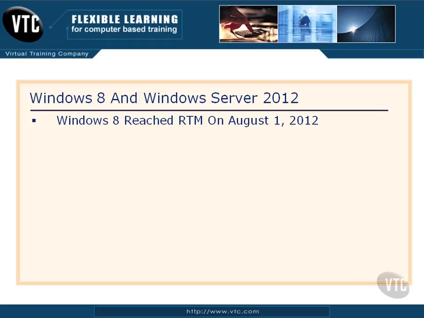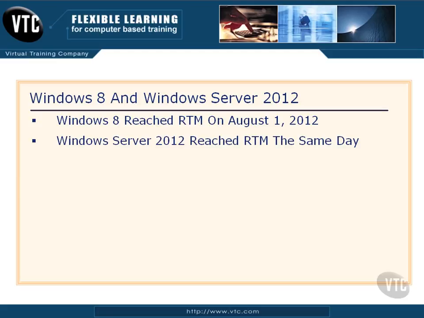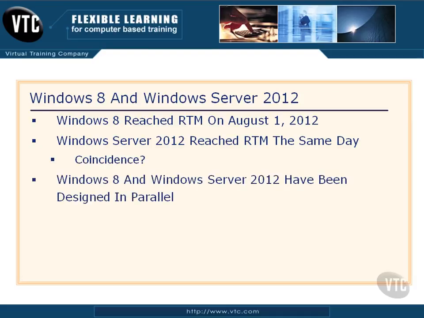Well, first off, Windows 8 reached RTM on August 1st, 2012. Now, that was everywhere. We heard about that. It was all over the blogs on the internet. But also, Windows Server 2012 reached RTM the same day. Now, was this a coincidence? Well, absolutely not. Windows 8 and Server 2012 have kind of been designed in parallel because Windows 8 is the new, really slick, nice client side for Windows Server 2012.